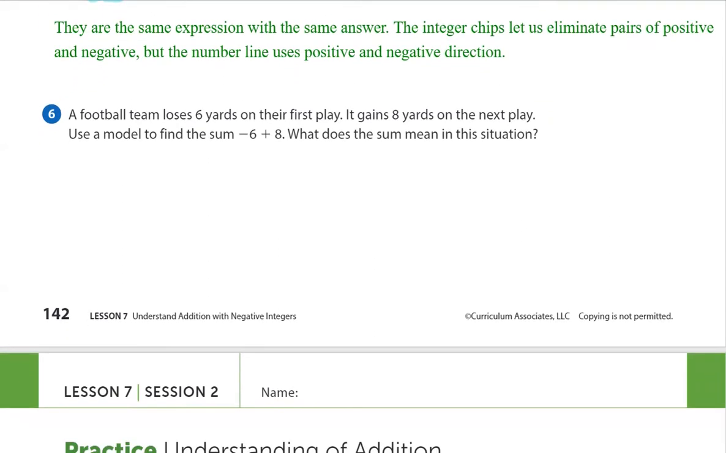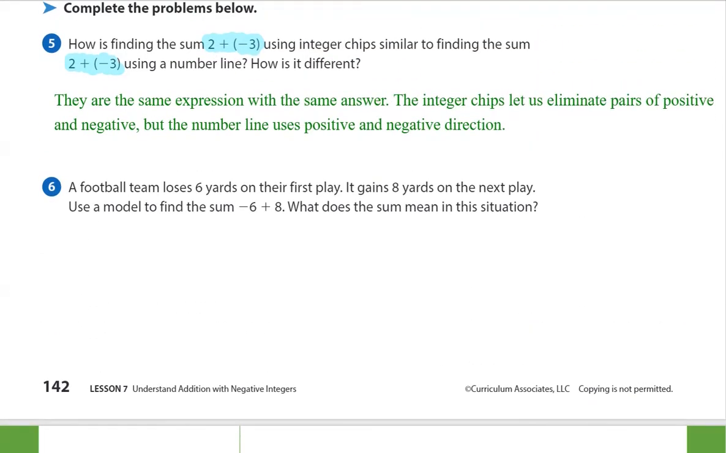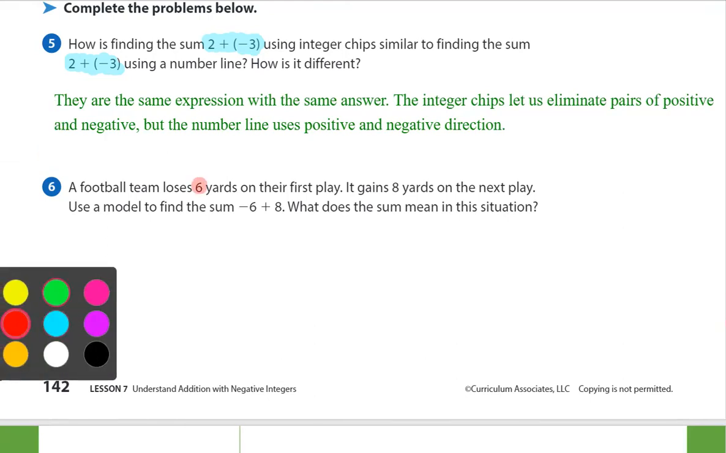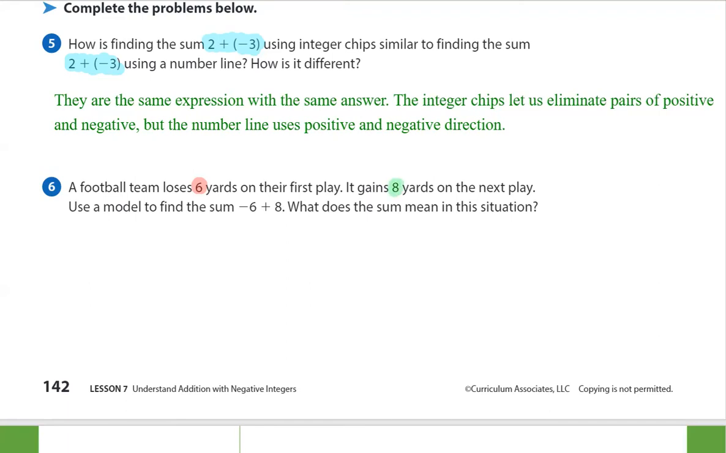Okay, and oh, last one already. Goodness sakes. A football team loses 6 yards on their first play. They gain 8 yards on the next play. So let's use a model to find the sum of negative 6 and 8.